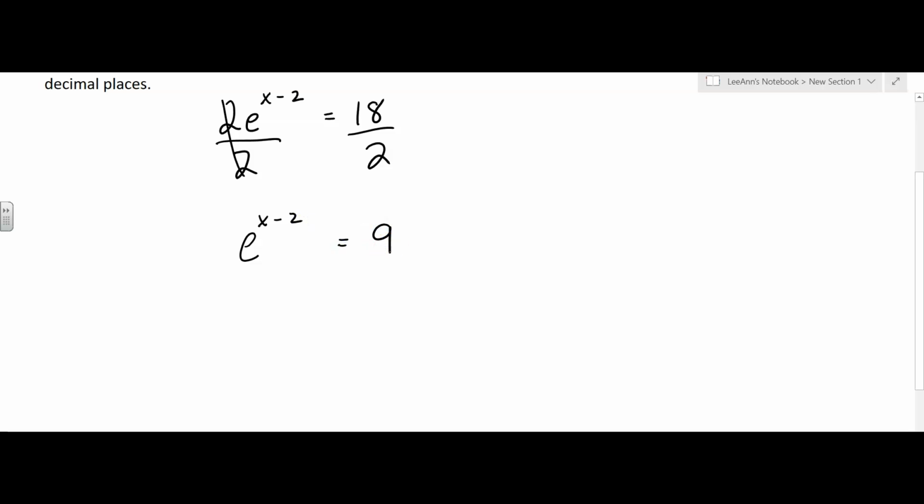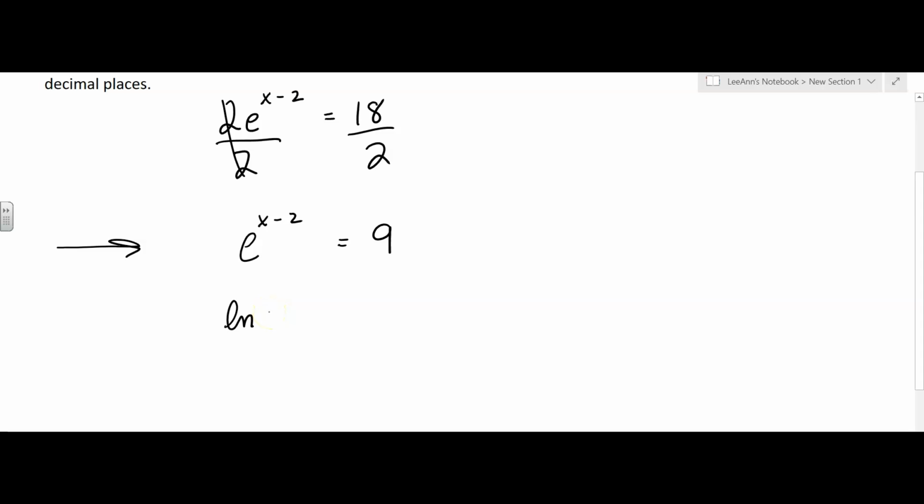So you could write it now in exponential form. That would be great. Or you could take the log of both sides. But here's the thing. You're going to use a natural log here. You want to use a natural log because you've got the e, right? Okay, so let's write it as a natural log.